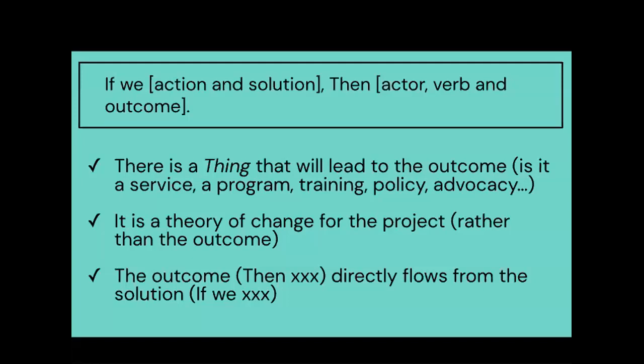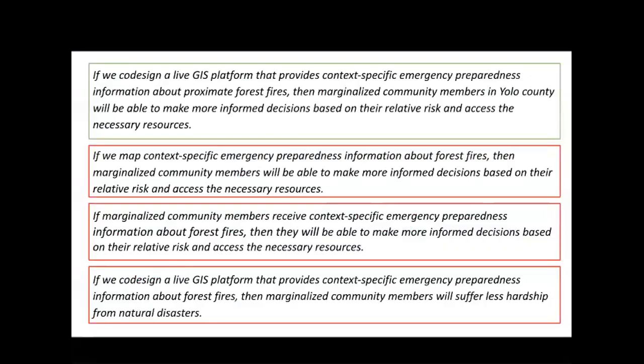Secondly, you want to make sure that it is a theory of change for the project, not the outcome. So the if we X should refer to something that the project is doing, not an outcome of the project. Finally, the second half should flow directly from the first half. If X, then Y, with no large leaps of assumptions. A good way of checking this is that the second half contains someone who is doing something differently as a consequence of the thing.